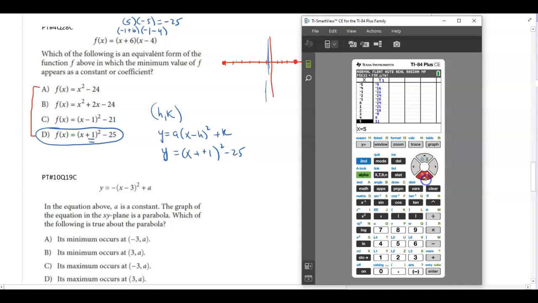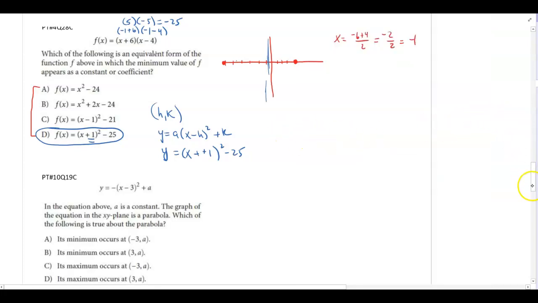But what I'm going to do is search for that symmetry, right? Where do I see the symmetry? If I look here, I have negative 21, negative 21, negative 24, negative 24. When I look here, the symmetry lies at negative 1, negative 25. So I know my vertex is at negative 1, negative 25, and that's going to match up when I plug it into this vertex form with letter D.